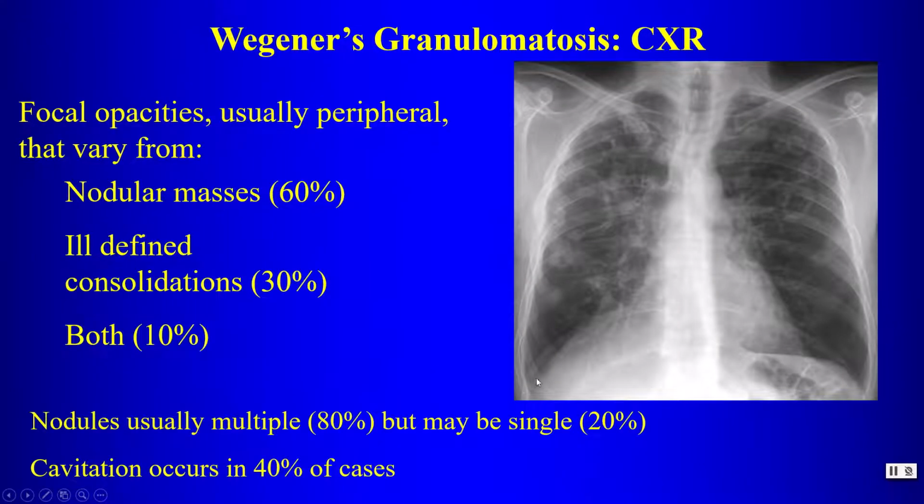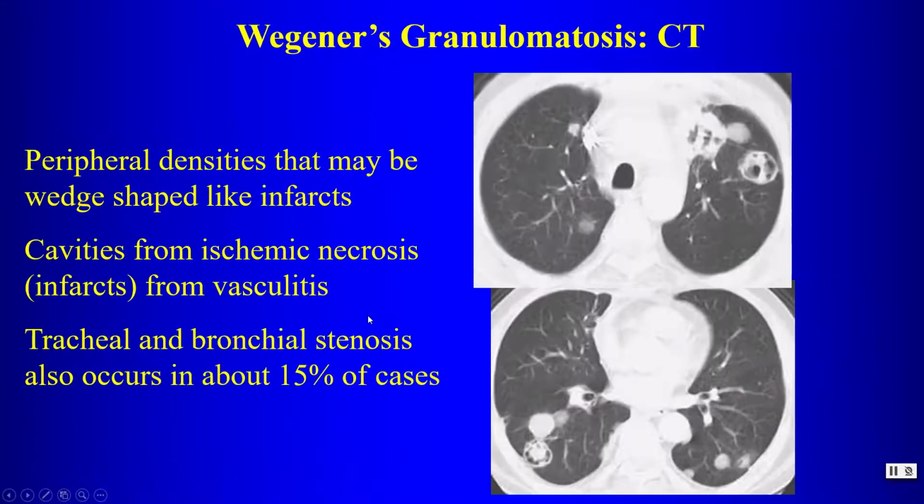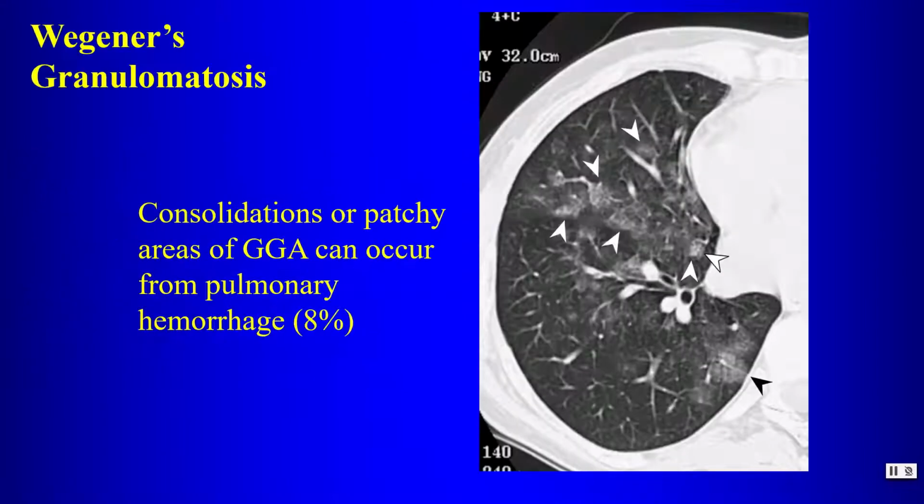So you can have focal opacities, usually peripheral. These may be masses or consolidations, although they do tend to be multiple, and in some cases cavitation may also occur. So remember that Wegener's was in our differential diagnosis for cavitary lesions in the lungs, and it can affect the airway. So tracheal and bronchial stenosis can also occur in cases of Wegener's granulomatosis. So the consolidations for pulmonary hemorrhage, so these can be predominantly ground glass opacities.